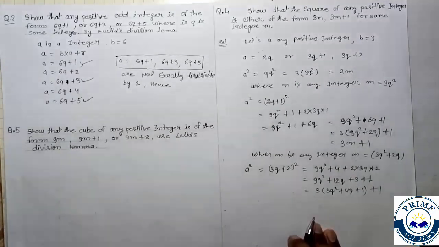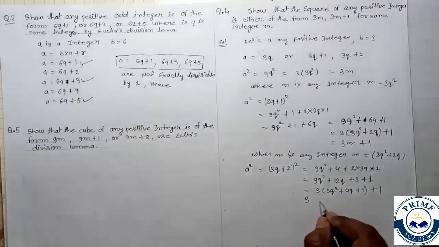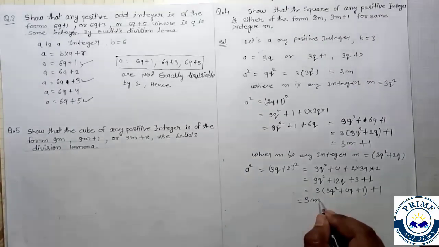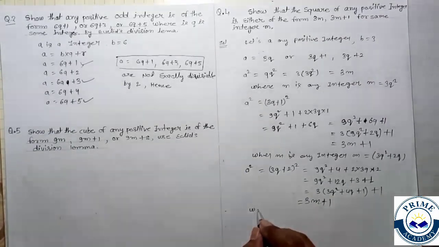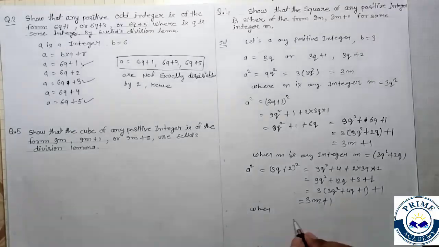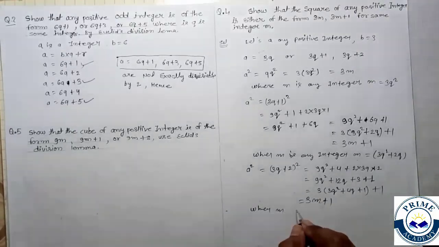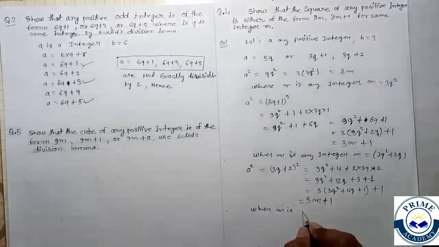So this is again 3m plus 1, where m is an integer.